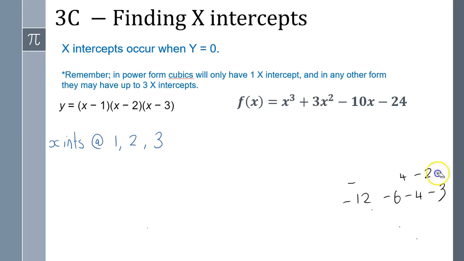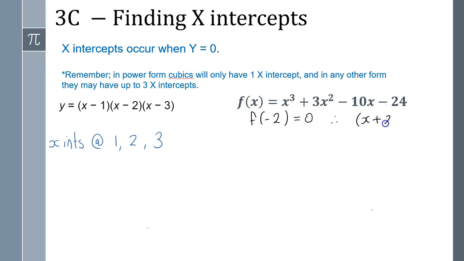So I've done this one just so you didn't have to listen to me calculate things, and I found the factor was negative 2. So f of negative 2 equals 0. Therefore, x plus 2 is a factor. Okay, so I've got one factor there. I've got one x-intercept at negative 2, but I need to find the others.